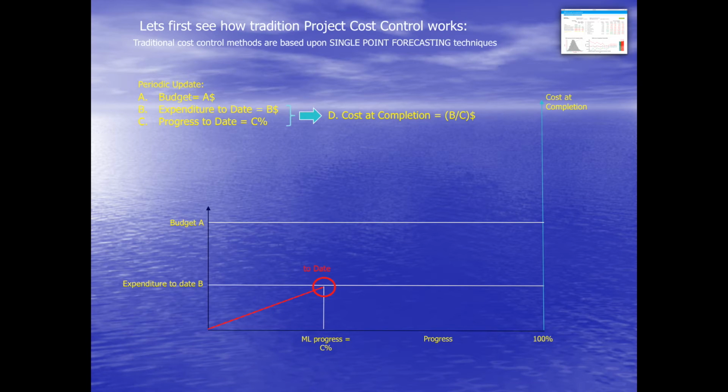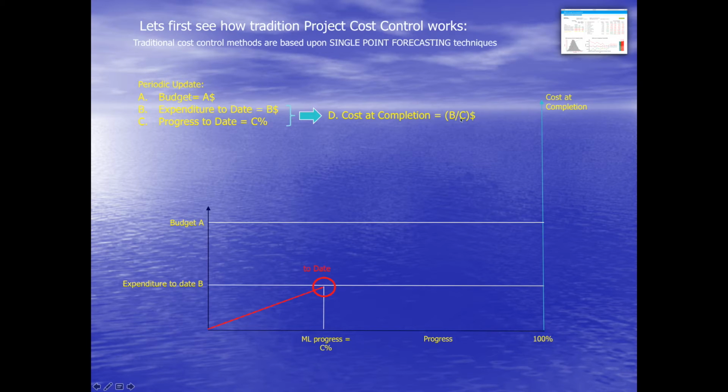This can then be represented in the graph. We have the budget, the expenditure, the cost at completion, and the progress. So you see the B, the C, the C. This progress is given the suffix ML, which means it's the most likely progress. We'll come back to what this means later.